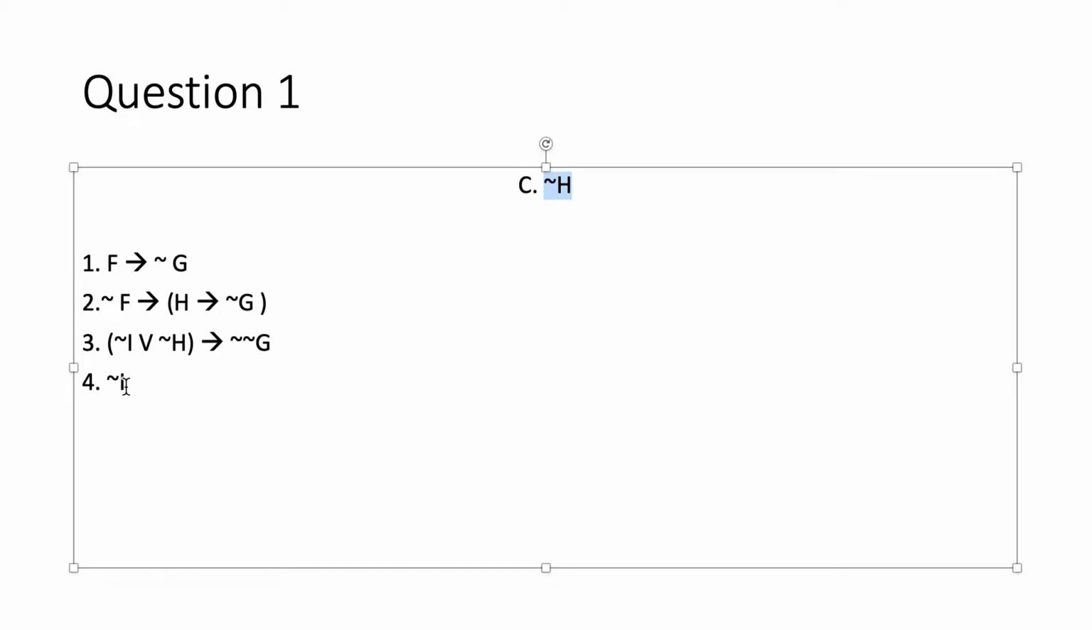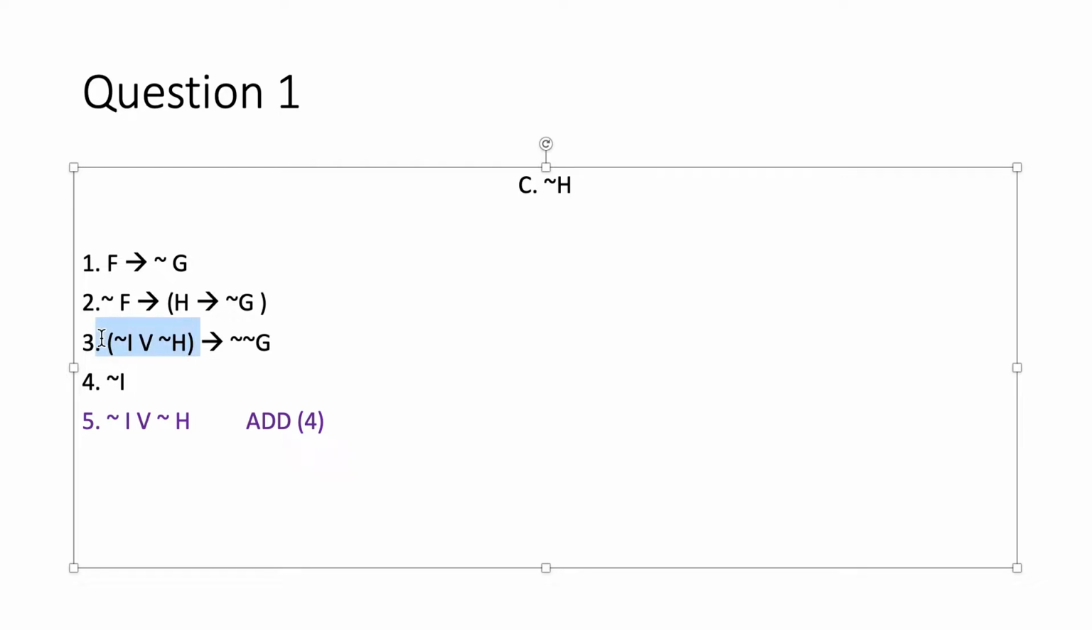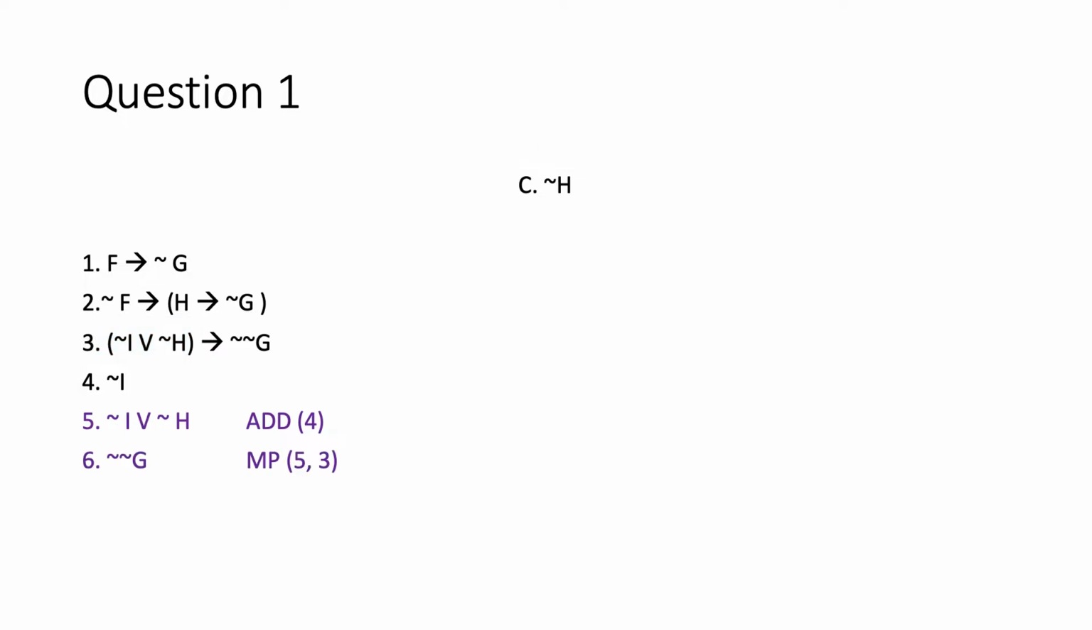I have 4 premises. The first thing that strikes me as doable comes from lines 4 and 3. Line 3 has a disjunction as an antecedent, and line 4 has half of that disjunction. So I think I'm going to do addition on line 4 to get me not I or not H, which is the antecedent that I have on 3, and now I can do modus ponens with 5 and 3.